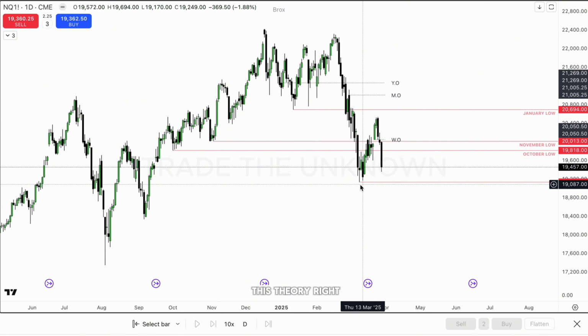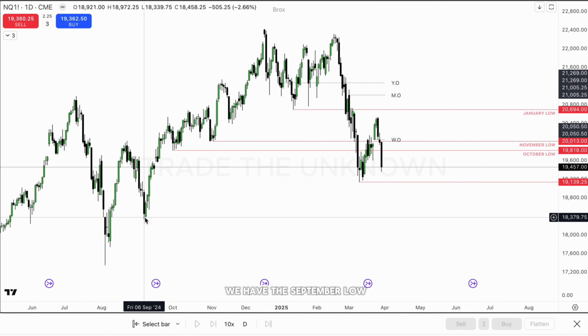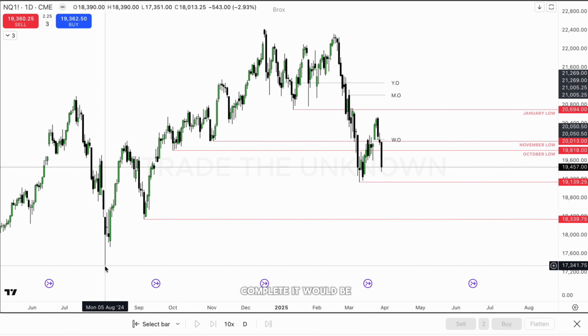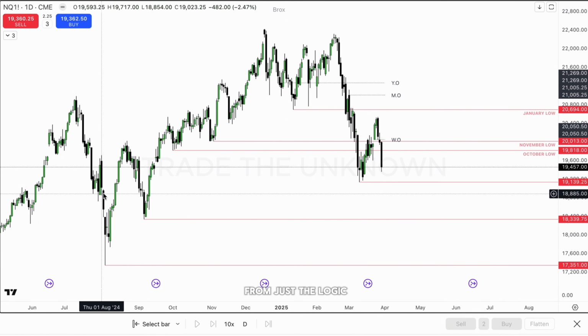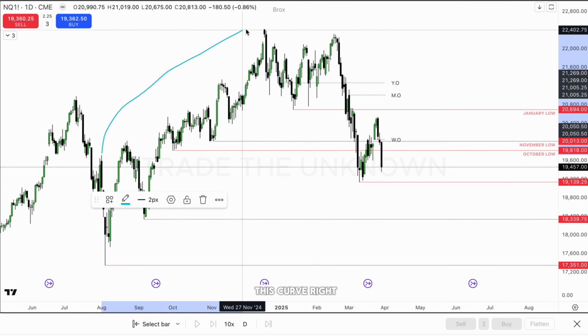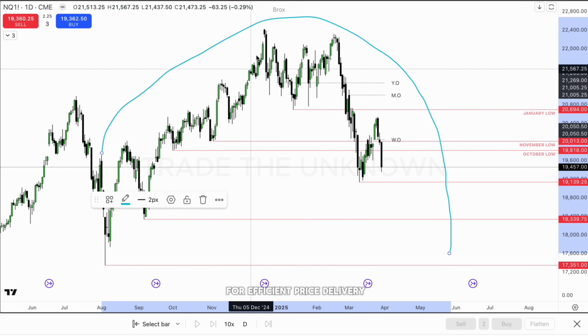So if we follow this theory, what are our next draws after this current March low? Well, look down here. We have the September low. You can see this formed on the 6th of September. So this would be another draw. And then finally, to complete it, would be the August low down here. Price doesn't necessarily need to trade all the way down here, but you can see from just the logic of market maker models that we are using this curve, right? We're filling it out for efficient price delivery.